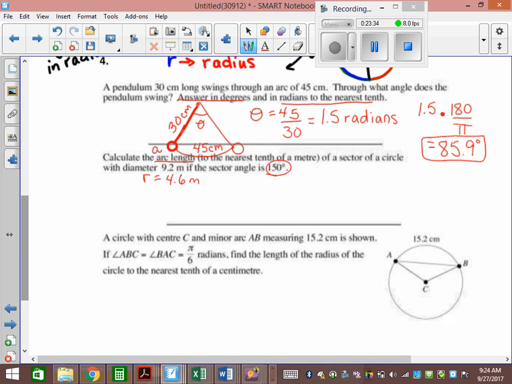So a lot of people want to label it right away. I wouldn't label it right away because that isn't theta. That's a version of theta, but it's not theta. Theta has to be in radians. So theta actually equals 150 degrees times pi over 180. And 150 divided by 180 is 5 pi over 6.